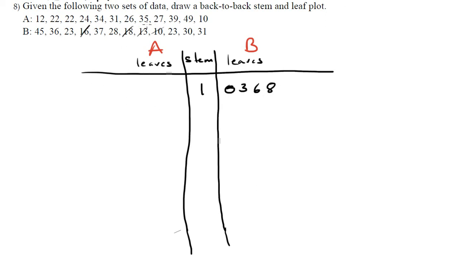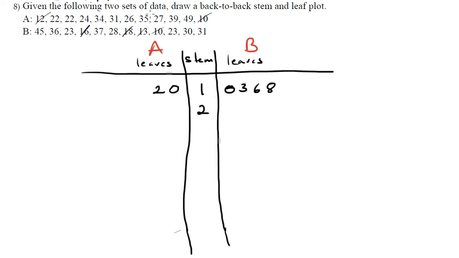Now for A, I have 10, I have 12. When I write the leaves, I'm going out that way. So 0, 2. So there are my leaves. So I've got 10, 12. So it's like I'm reading outward from the stem out. Interesting. 2.